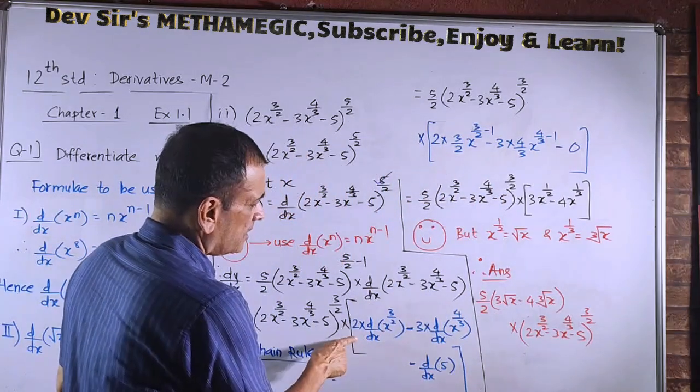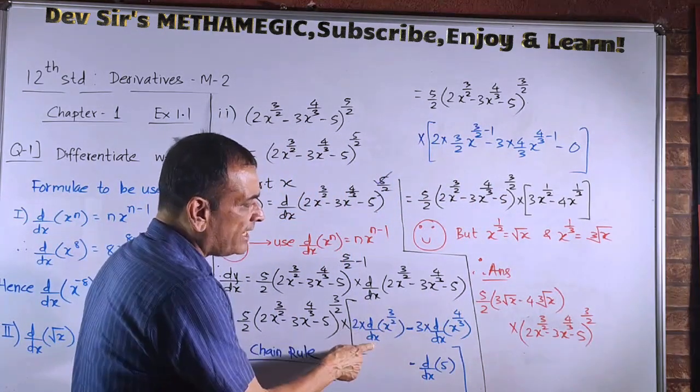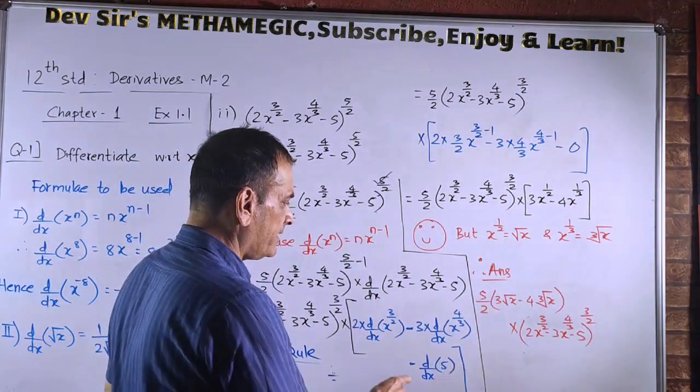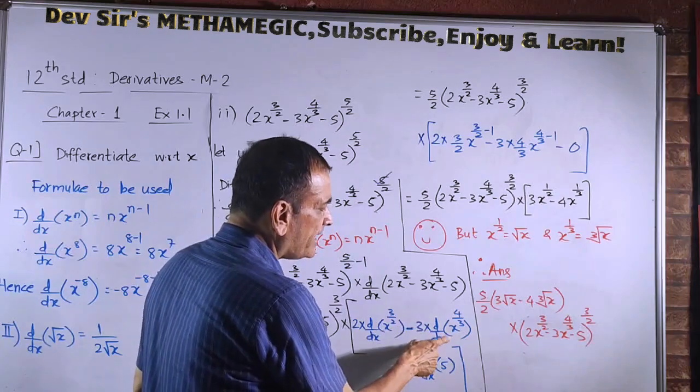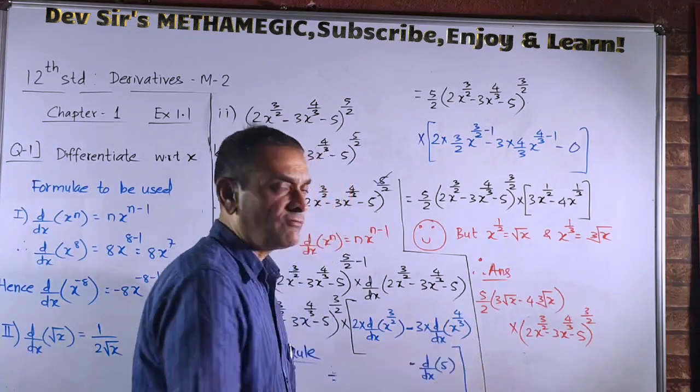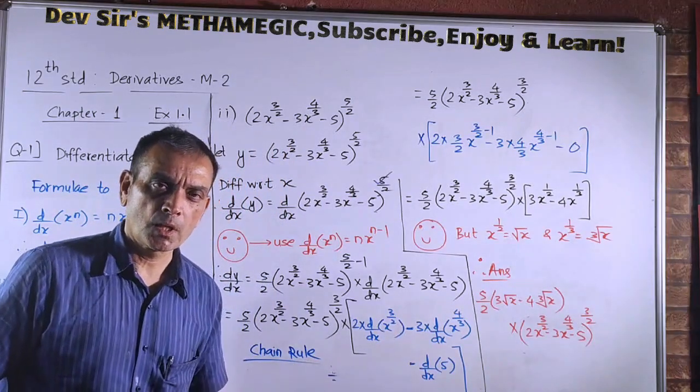So take 2 outside. d by dx of x raised to 3 by 2. Constant को बाहर लेके अंदर derivative. 3 outside. d by dx of x raised to 4 by 3. d by dx of 5. Simple. Clear?